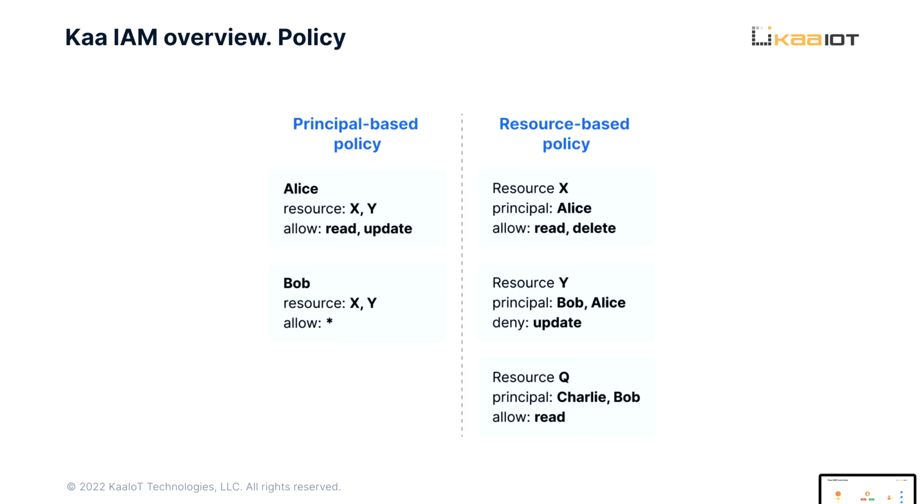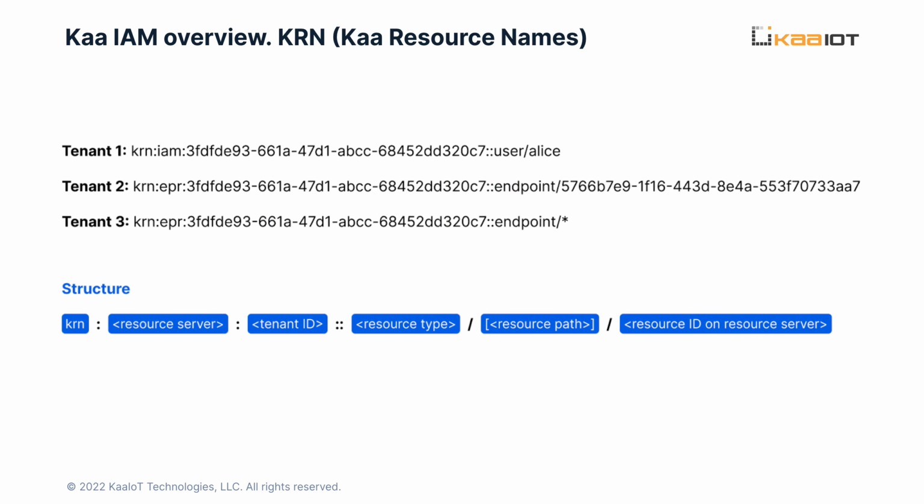So, working with policies in the environment of a small, medium or large enterprise, you need to operate with IDs since each resource and principal, user or group, has to be somehow referenced by policy. These IDs have a special format and are called Kaa Resource Names, or simply KRN. Let's briefly take a look at the KRN structure so that you feel at ease during the demo part when we will actually tackle the KRN.